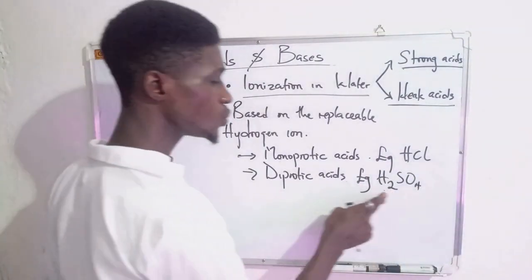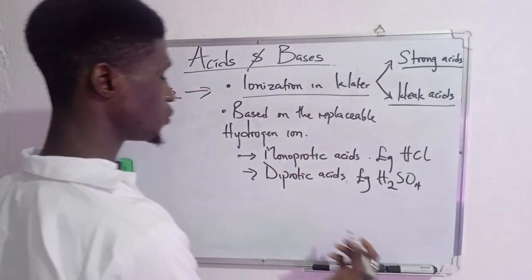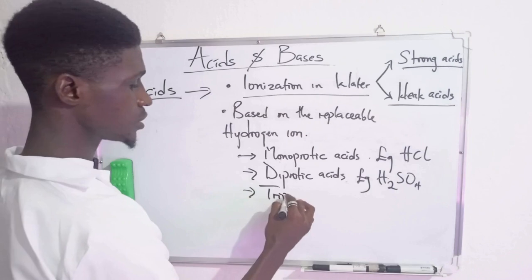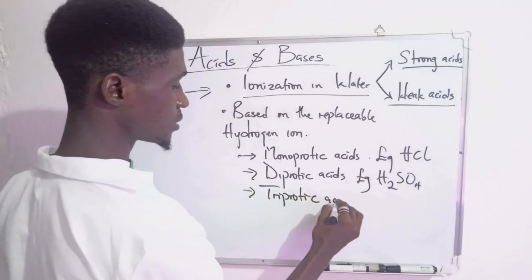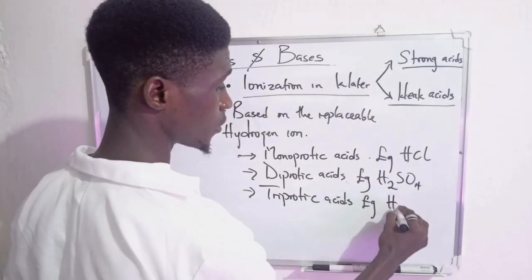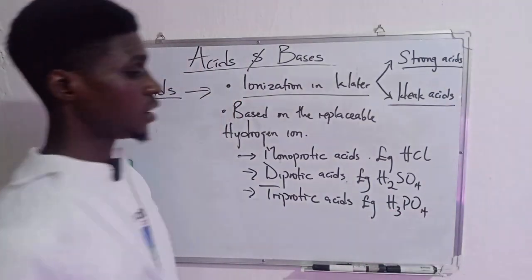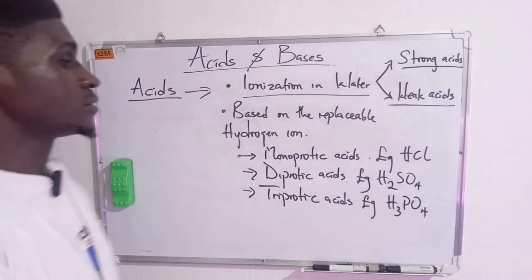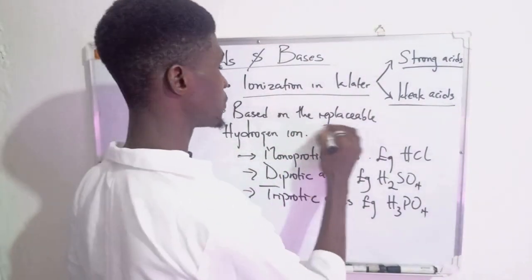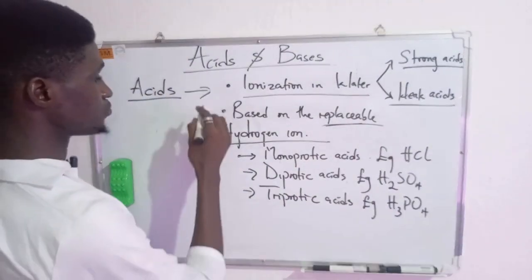Diprotic means 2 available hydrogen ions are available for ionization. Then the last one is triprotic. A good example of this one is your phosphoric acid. All right, so these are types of acids based on the number of replaceable hydrogen ions.